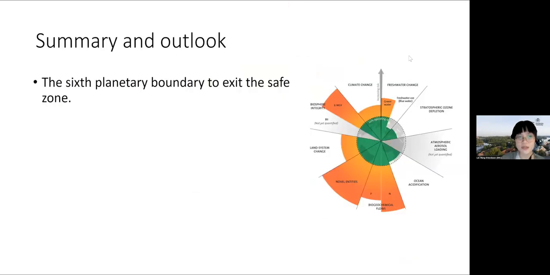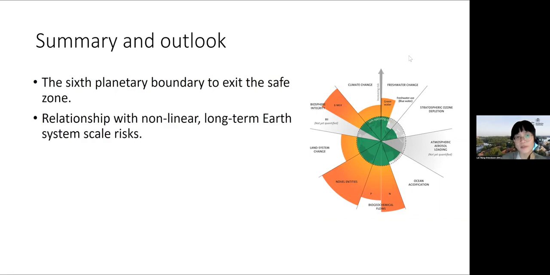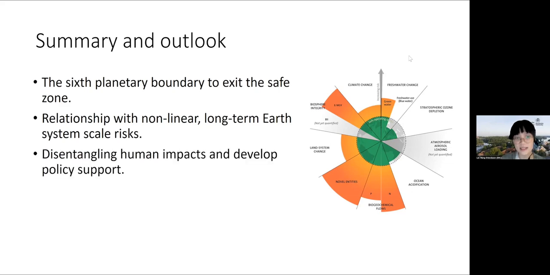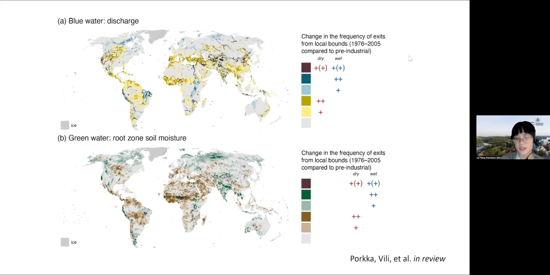So to sum it up, we've concluded that green water is the sixth planetary boundary to exit the safe zone, because of its relationship with non-linear long-term Earth system scale risks. And we still need to disentangle human impact and develop policy support to further understand this. This is still a very qualitative assessment. There's more quantitative analysis on its way of both blue and green water.